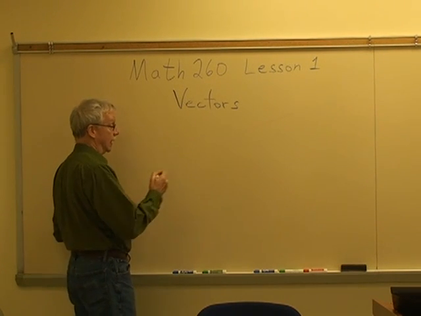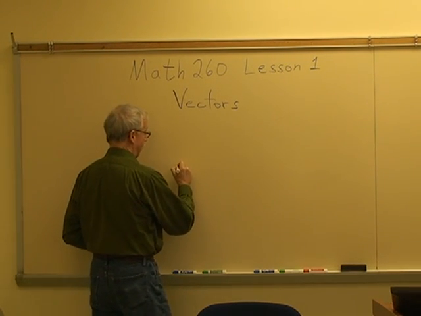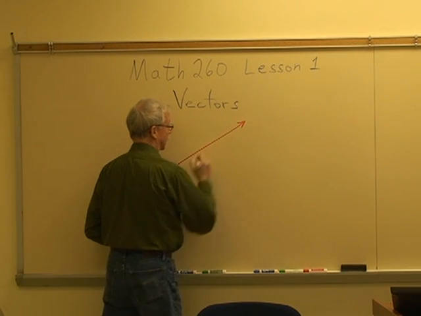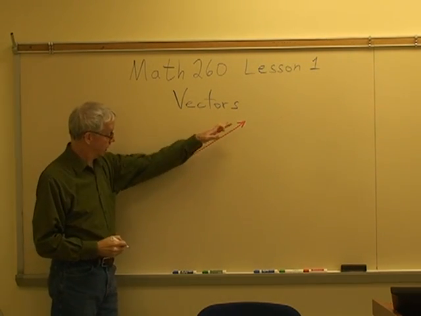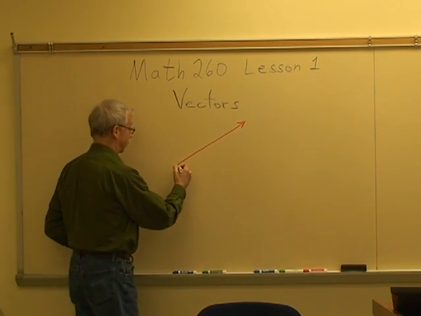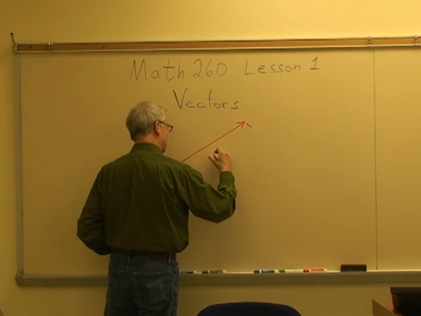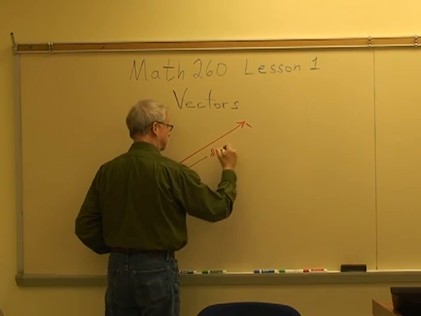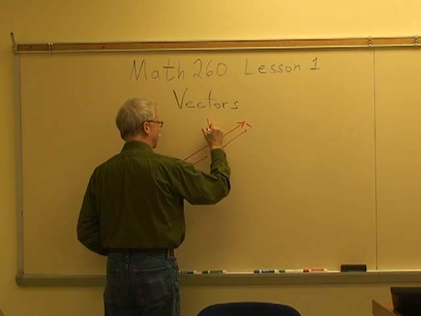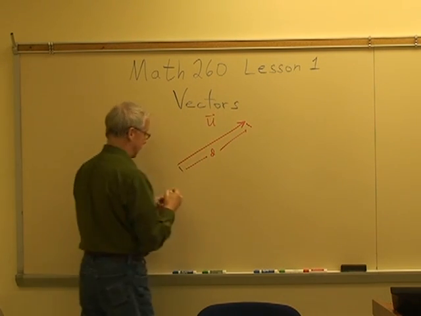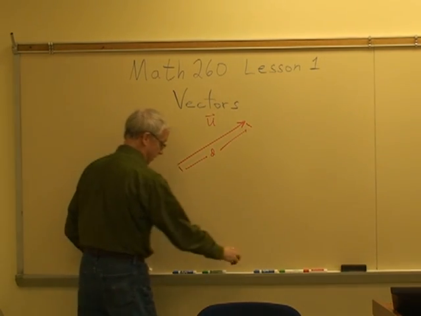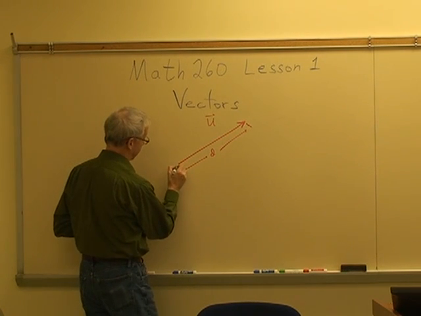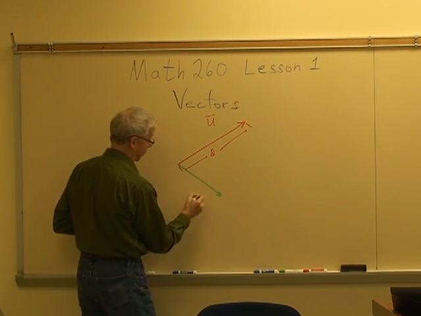What a vector is, it gives me two things. It gives me a direction and a distance. The direction is which way the arrow points, and the distance is how long the arrow is. So we might call that vector u. And if I have another vector, it could point in a different direction and be of a different length.